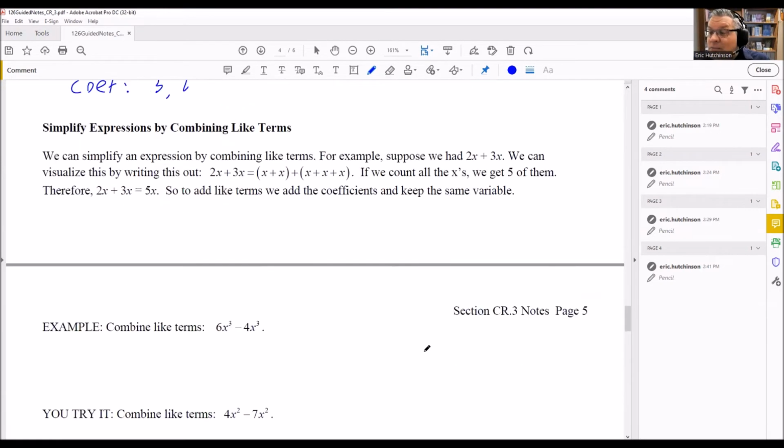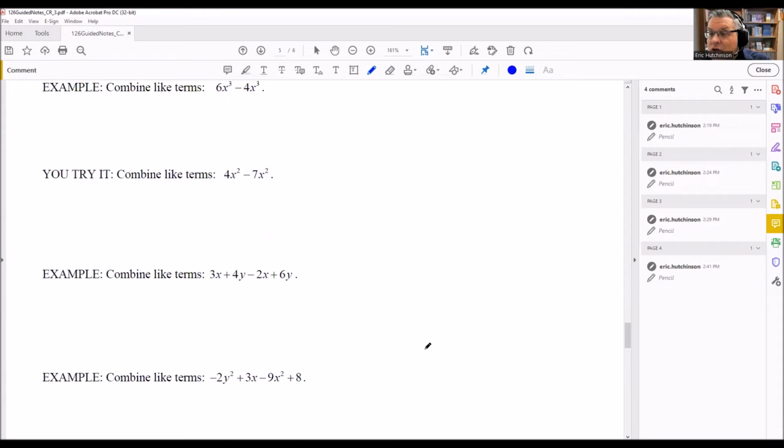So let's look at a couple of examples of that next. Okay, so we've got 6x cubed minus 4x cubed. To do that, we're just going to subtract the coefficients and keep the variable you have. 6 minus 4 is 2, but then you have to put the x cubed next to it. So whatever the common variable is, you put that, and it's got to be the same power as well. Don't forget the exponent, the power on there.